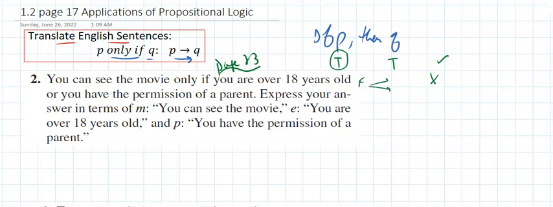Something like, if it rains, then there must be clouds. If it rains, there must be clouds. That is true. If it rains and there are no clouds, then that's a contradiction. If it doesn't rain, you could have clouds or you could not have clouds. Either of those is considered true. So remember that.